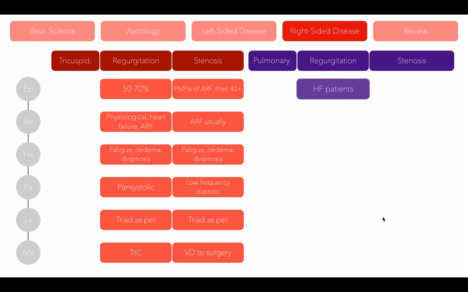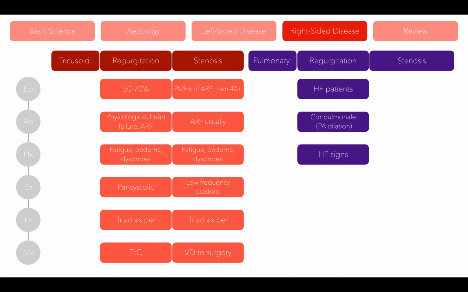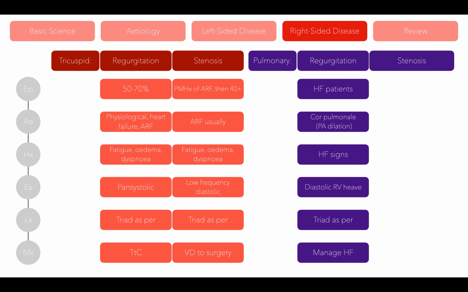Now, pulmonary regurg is commonly seen in your heart failure patients. Its cause is almost always cor pulmonale, so your pulmonary arteries are undergoing pulmonary hypertension, they dilate, and this pulls the pulmonary leaflets open to give you a sort of functional pulmonary regurgitation. The heart failure patients, you'll have heart failure signs of right and left side usually. And the diastolic right ventricular heave you might see because of the filling. The exact same stuff. It's triad and manage heart failure. Okay, so ECG, echo, chest x-ray, and manage the heart failure.